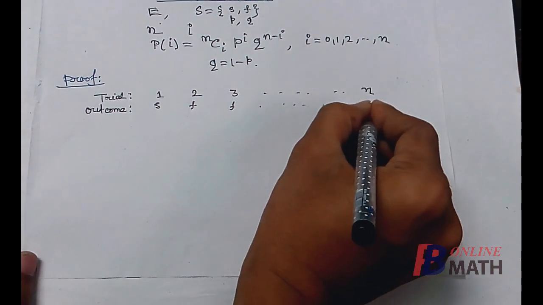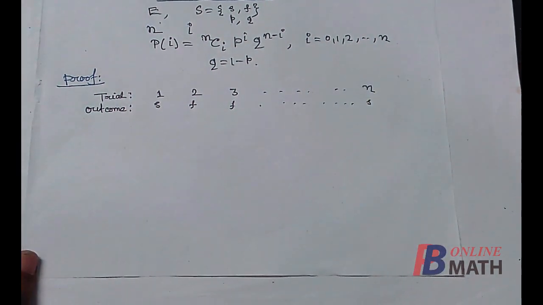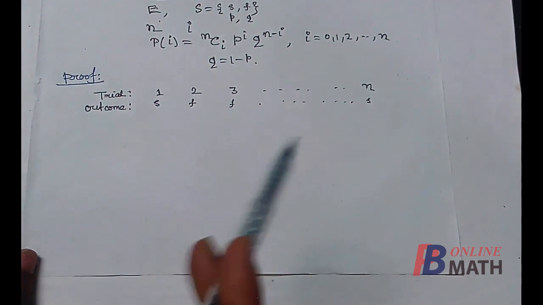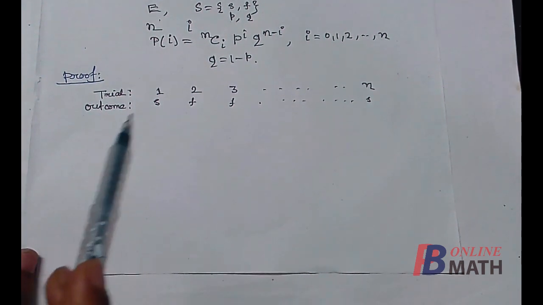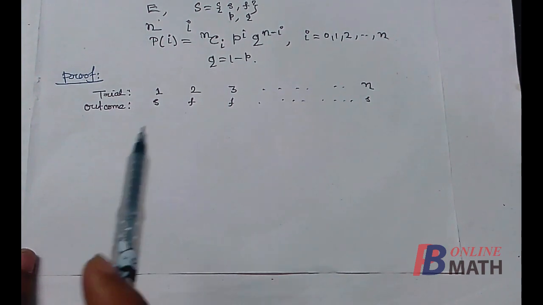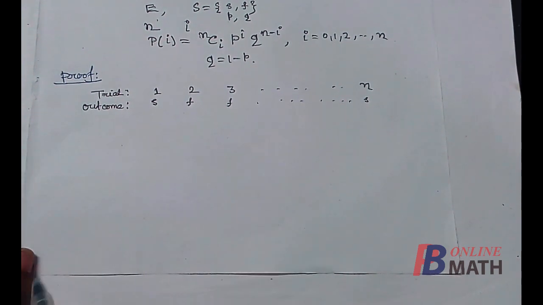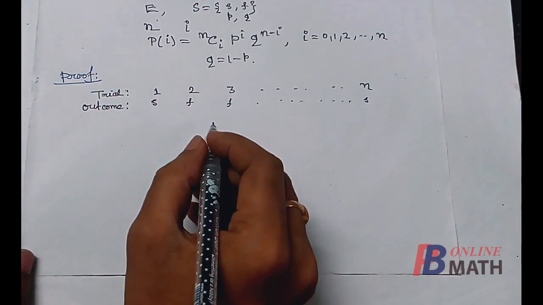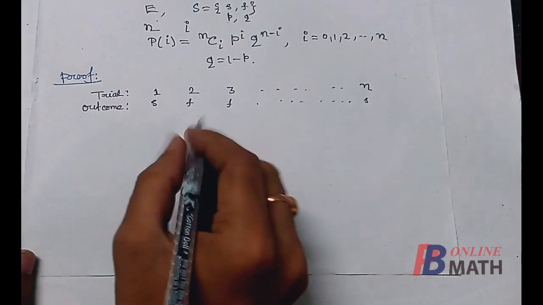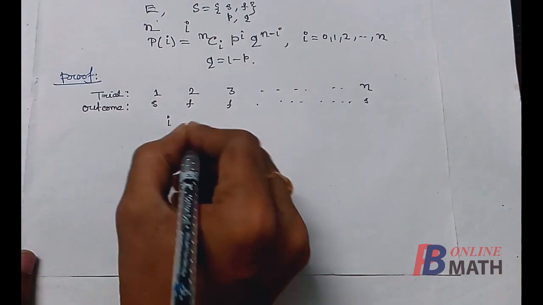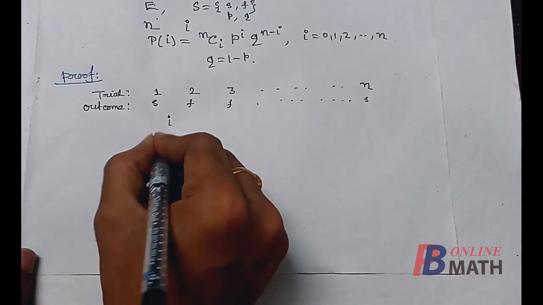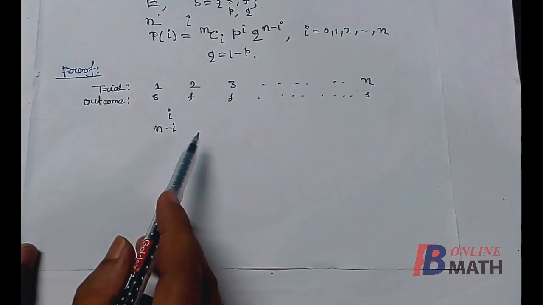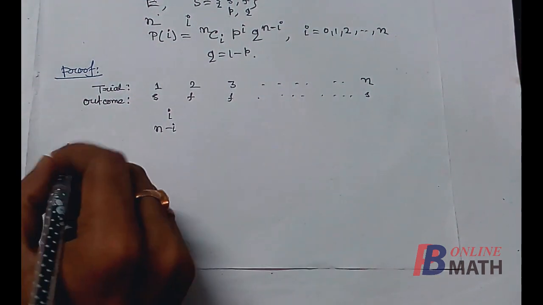have got a success. And it is given that out of these n trials, exactly I number of successes and the remaining n minus I number of failures will happen. So in this sequence there are exactly I number of successes and n minus I number of failures. So let us find the probability of this event.